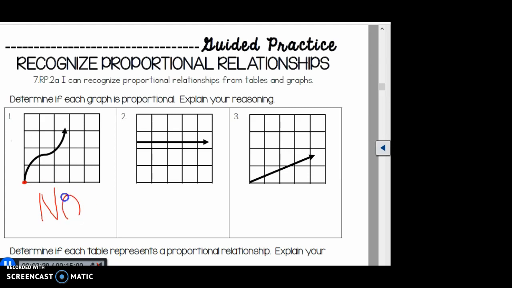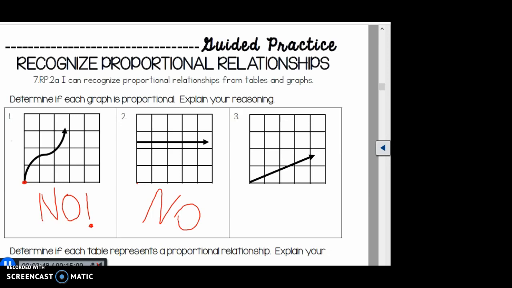Anybody else want to come up? Come on, Nate. Nate, what do you know about number 2? Is it straight? Yes, it's straight. Does it go through the origin? Where's the origin? Does it go through the origin? No. No, it's not proportional, right? N-O. Beautiful.